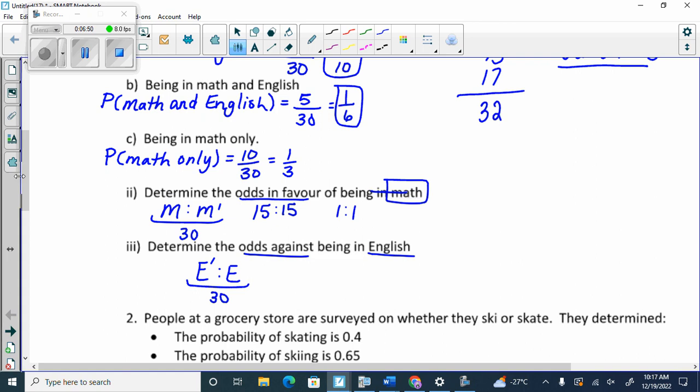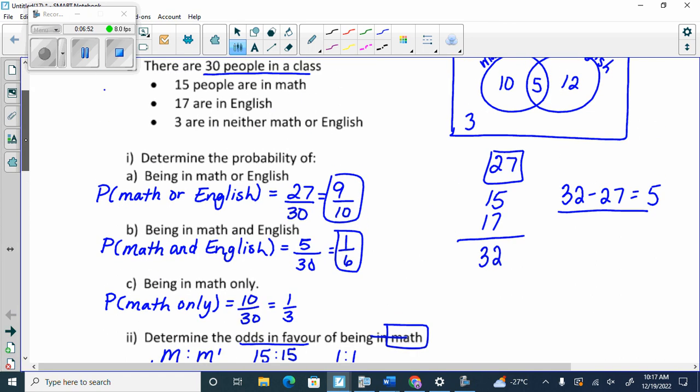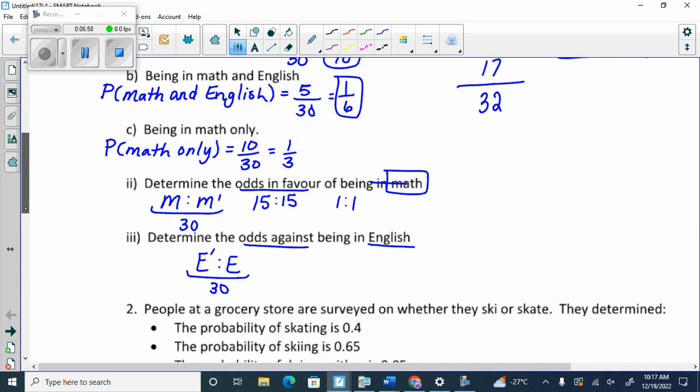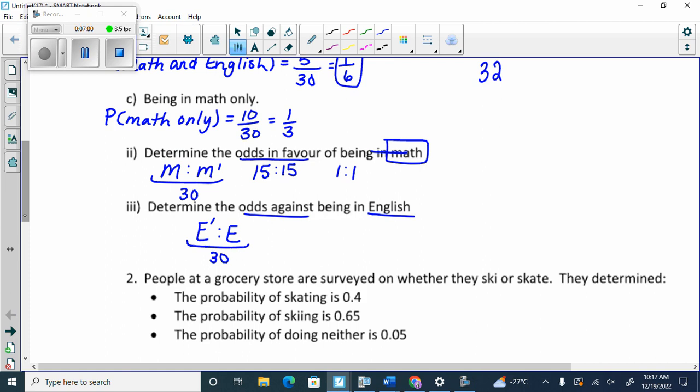So when we look up at the English circle, the English circle is 12 and 5. So how many are in English? 17. So 17 is going to be my second number. And what's going to be my first one then? 13, because they add up to 30. Can 13 and 17 reduce? No, 13 can never reduce.